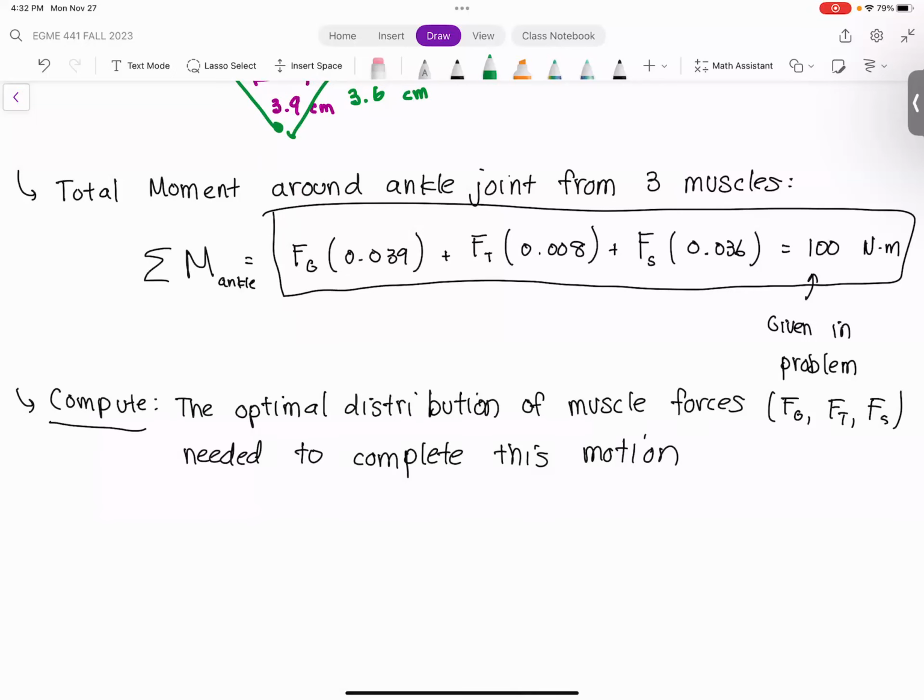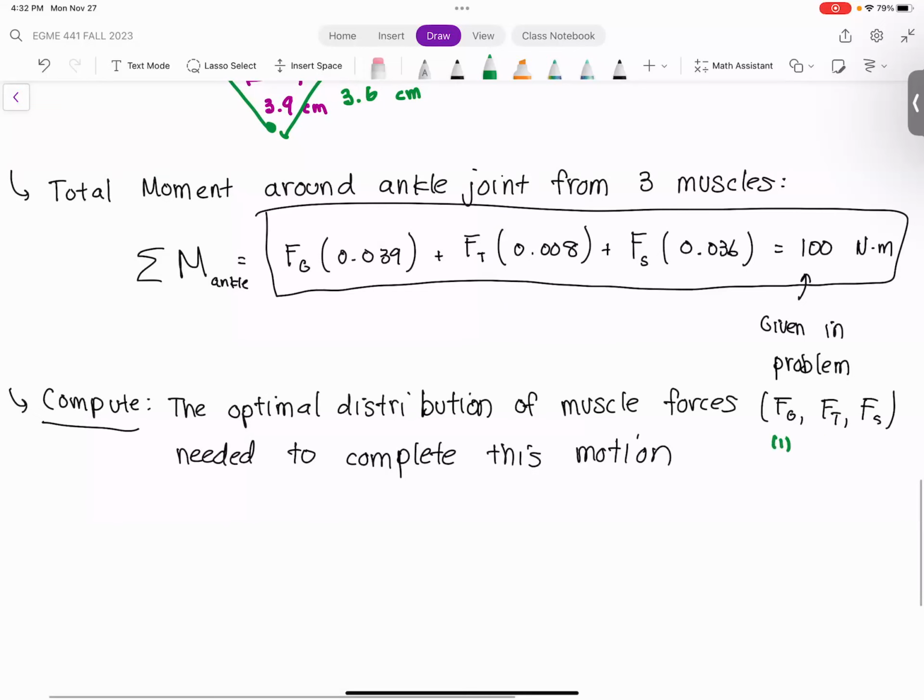All right. So we have three unknowns here, right? So we have three unknown muscle forces. So we have FG, FT, and FS. Okay. All those are unknown. But so far, we only have one equation, right? So we only have our one constraint equation. Okay.